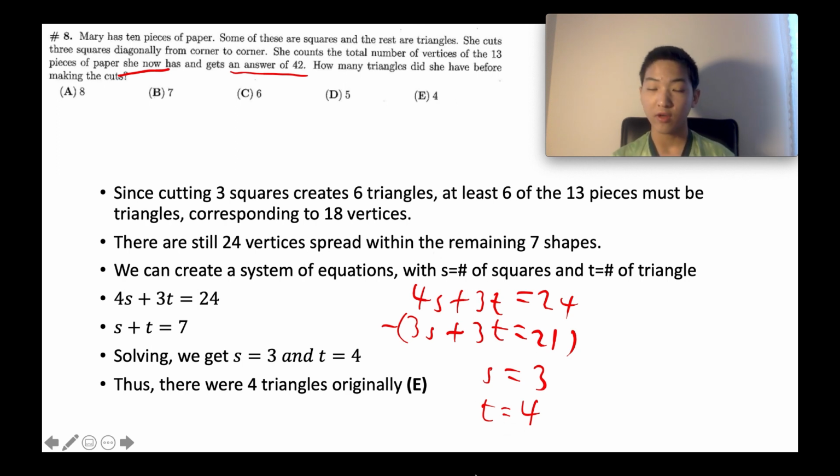And the reason why we know that there are 4 triangles originally is that we have to remember to ignore these 6 triangles that are newly created, because originally those triangles were squares. So these 7 shapes were all originally the same shapes because they were not altered in any way, but these 6 triangles were originally 3 squares. So if we were worried about all of the original shapes, we would have 4 original triangles and 6 original squares. We have to remember that these 6 modified triangles used to be squares, 3 squares.